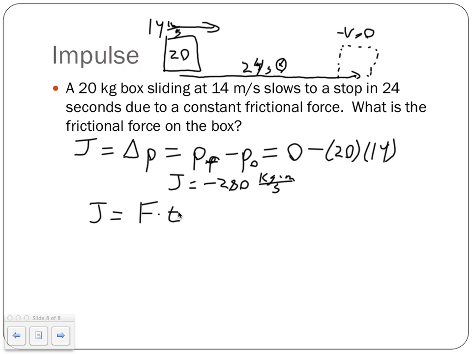Since it's a level plane here, the normal force should be remaining the same. The coefficient of friction is also unlikely to be changing in this case. And it tells us right here it's a constant frictional force. So we know it's constant, so we can use this particular equation.